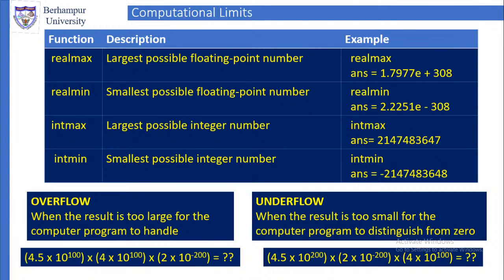Overflow is when the result is too large for the computer program to handle. Underflow is when the result is too small for the computer program to distinguish it from 0. So these are the two things that one has to be careful about. If your number is not within these two values, then you have to take special care. That will come to you when you do programming. Gradually you will come to know that.